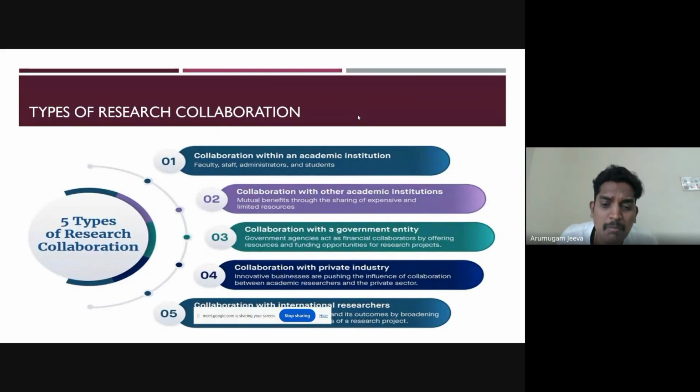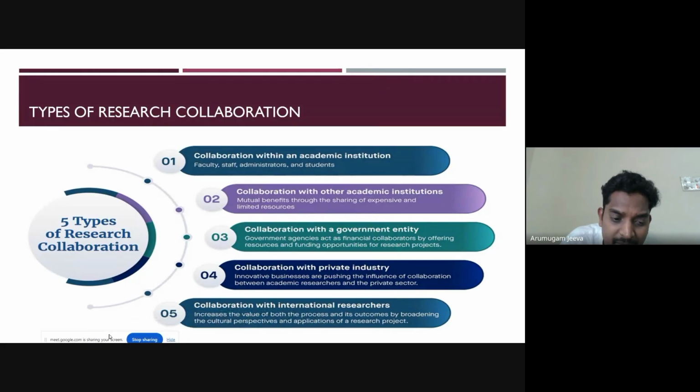That will create more employment opportunities too. Many institutions have that kind of collaboration with industry. This kind of impact really plays out when it comes to placement. Okay, and collaboration with international researchers.